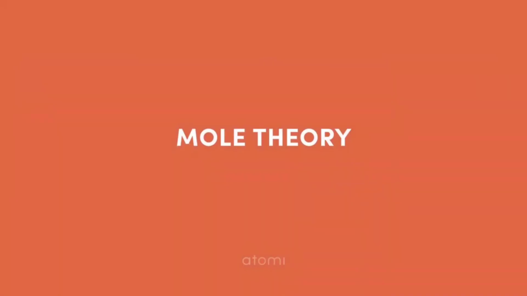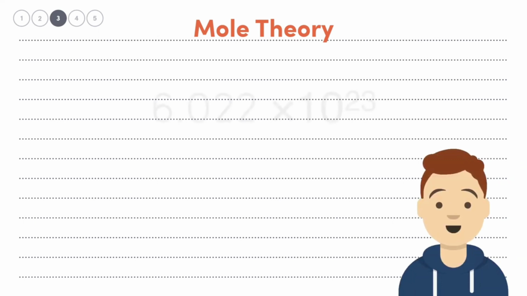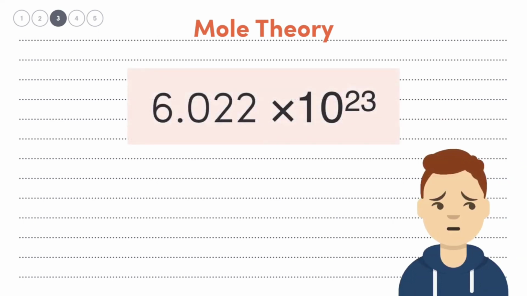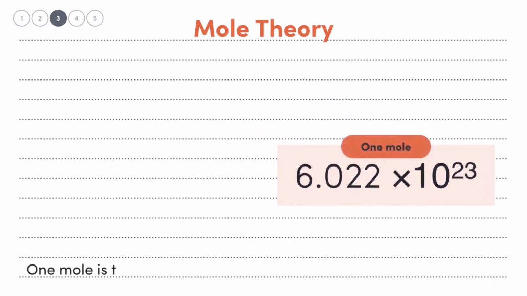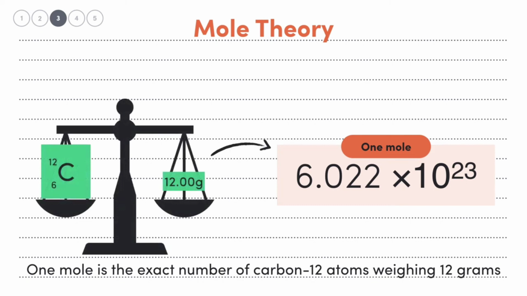So I can almost hear you guys saying, yeah, it makes sense that we use a really big number to count molecules and atoms, but 6.022 times 10 to the 23 seems a bit random, doesn't it? Well, you're right. It is a pretty weird number, but it's like that because it's been specifically designed by chemists to be the most useful number possible. 1 mole is defined as the exact number of carbon-12 atoms weighing 12 grams. Carbon-12 is chosen as the reference point for most things to do with comparing elements, and so this is no different.